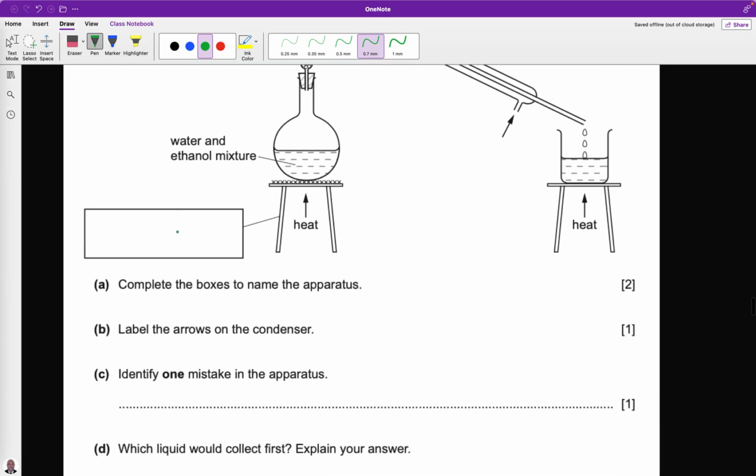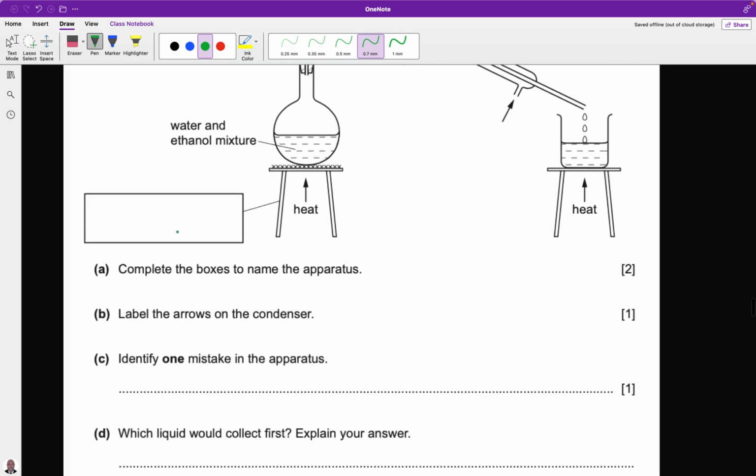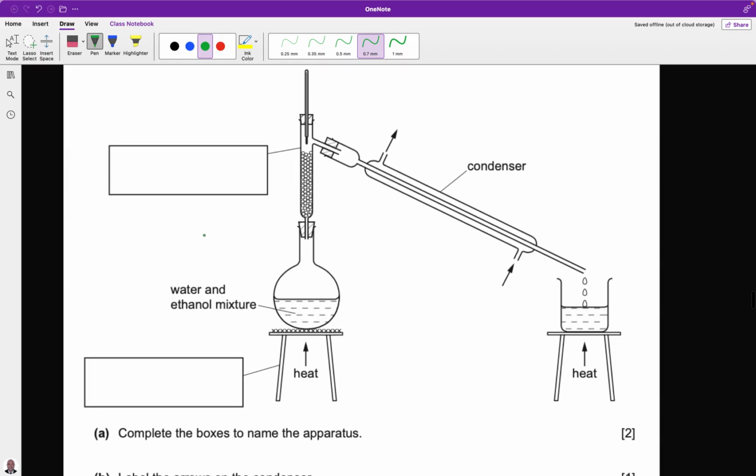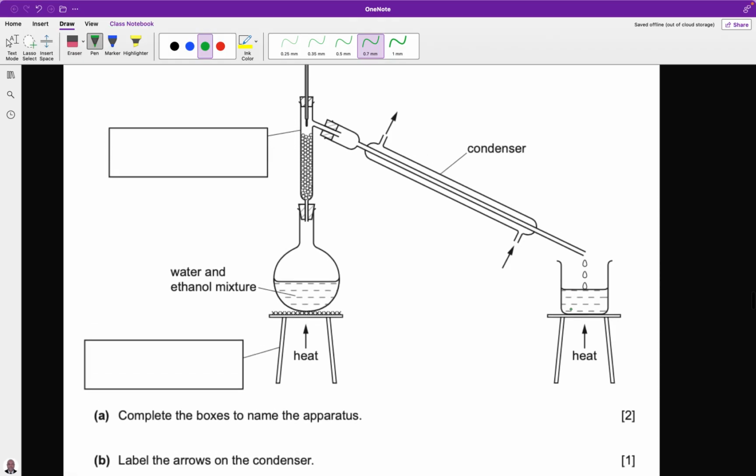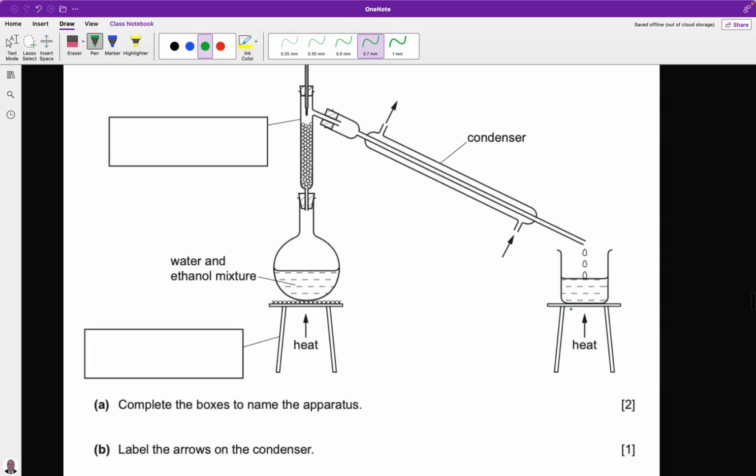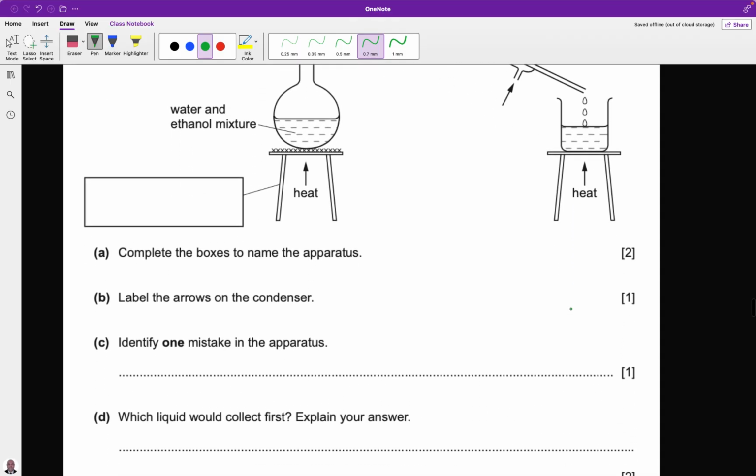So the question is, which liquid will collect first? The liquid that will collect first here is ethanol. Ethanol will be collected first. Our reason is that ethanol has a lower boiling point than water, so it will be evaporated first. So that is it.